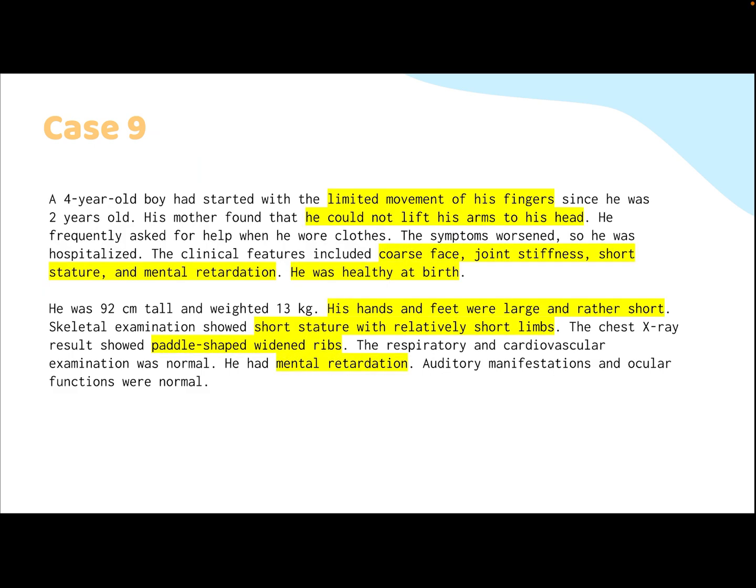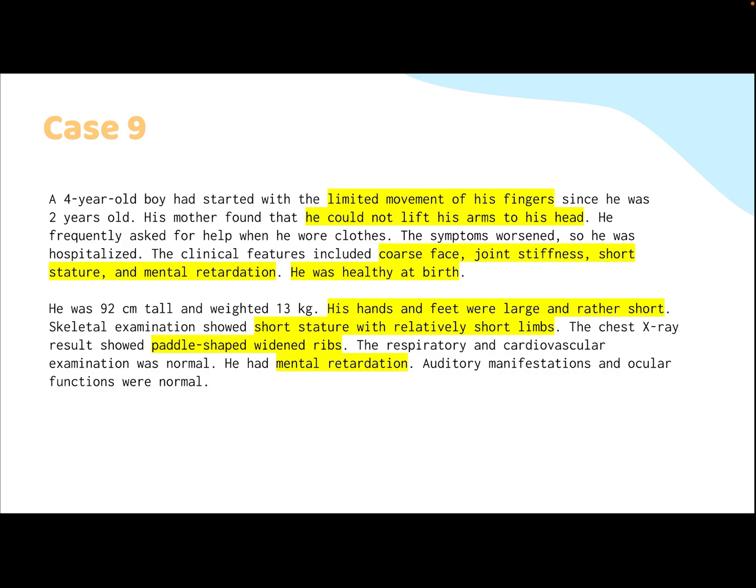So we have here a 4-year-old boy. They have a limited movement of his fingers. Since ما هو انولد هو عنده مشكلة بحركة الأصابع، ممكن يكون عنده contracture. طيب. His mother found that he could not lift his arms to his head. So عنده مشكلة بحركة المفاصل، فعنده some sort of contracture.